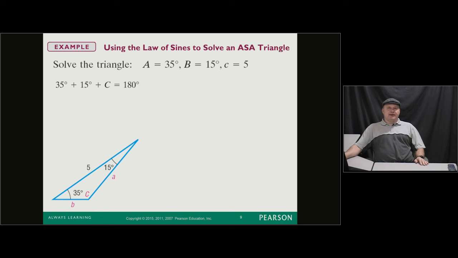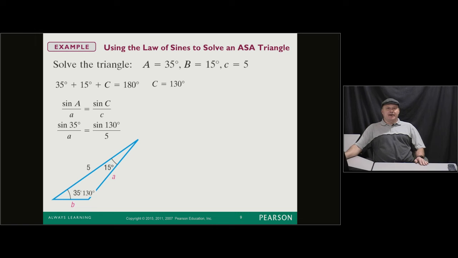35 degrees plus 15 degrees plus C is 180. So that makes angle C 130 degrees. All right, so we got that one. We got the 130 degree angle in there now. Now we got sine of angle A over little a equals sine of angle C over little c. So we got the A's and C's together.